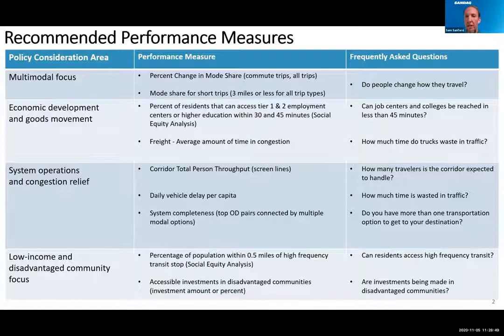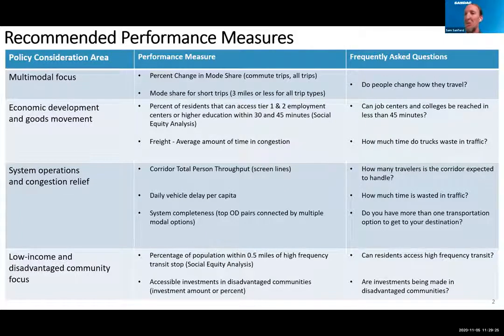So the first area, in no order of importance, is multimodal focus. And for that, we have two performance measures. We're looking at percent change in mode share, and that would be for commute trips and all trips. Many of these are very traditional transportation planning performance measures, but there's a couple in here that I was really liking the previous conversation on the previous item, that we were able to flex and push the envelope a little bit further than we have in the past with these CMCPs, especially on social equity. So we'll get to those in just a minute. Sorry, I'm leading a little.